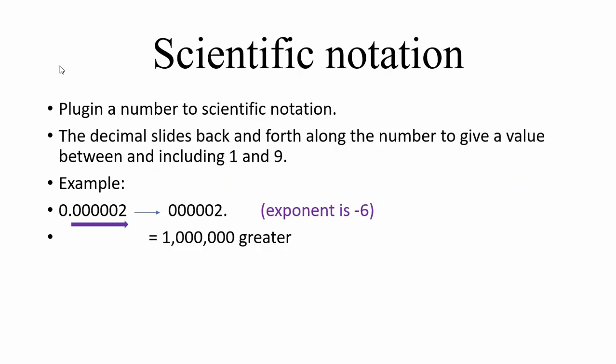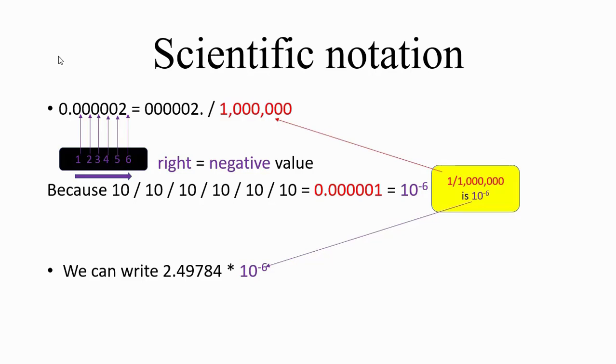On the other hand, with very small numbers, we can slide the decimal from its assigned location to the right in the position behind the first whole number, in this case number 2, making the magnitude 1,000,000 times greater than its initial value. To bring the value back to its initial value, we need to divide this by 1,000,000.